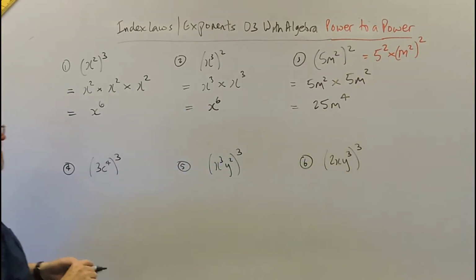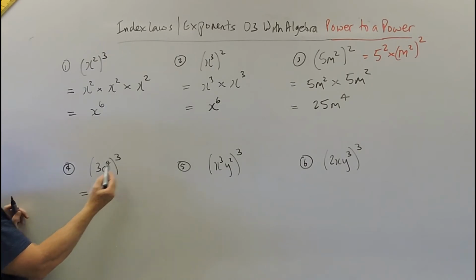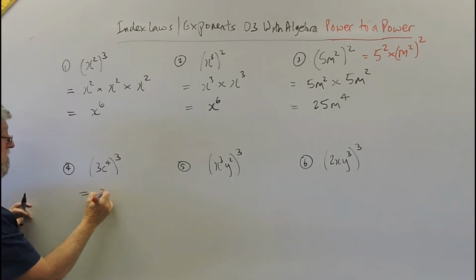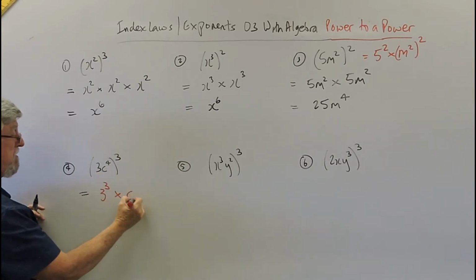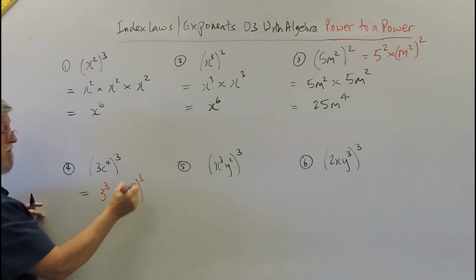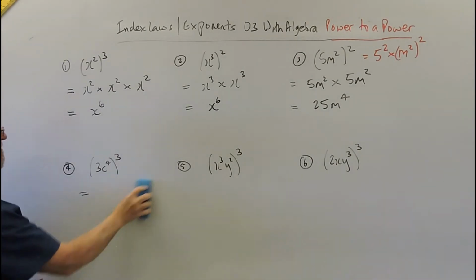So here's a couple more. These muck people up. Well, this one's not too bad. So this one's actually a 3 to the power of 3. So if I wanted to, I could write 3 to the power of 3 and then multiply it by a c to the 4 to the power of 3. But I think it tends to cause more confusion. I'm just going to look at the question and see what it is.